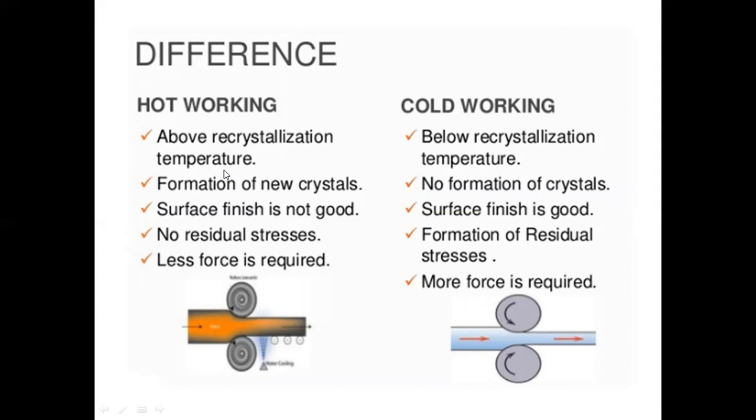Hot working is above the recrystallization temperature, with formation of new crystals or new grains. Surface finish is not good, there is no residual stress, and less force is required due to the temperature. Cold working is below the recrystallization temperature, with no formation of new crystals. Surface finish is good, there are residual stresses, and more force is required. So these are some points of difference between hot working and cold working. I hope you understand the basic concept of hot working and cold working. Thank you very much.